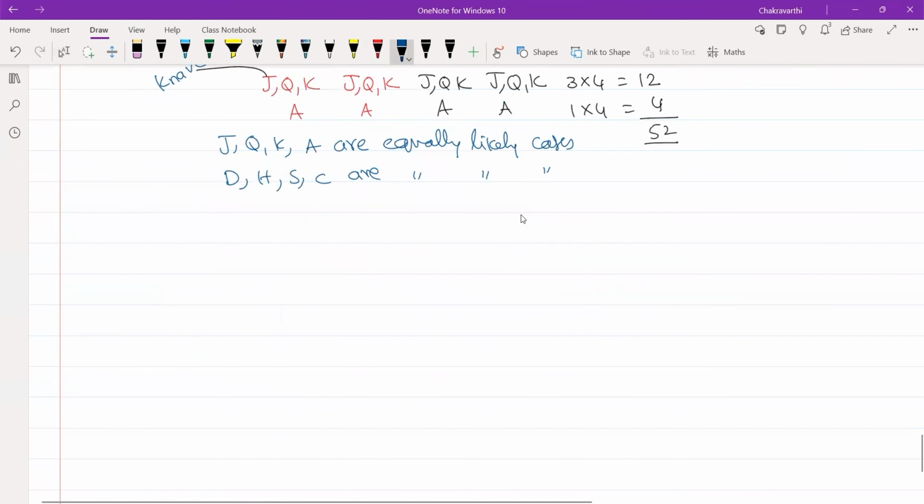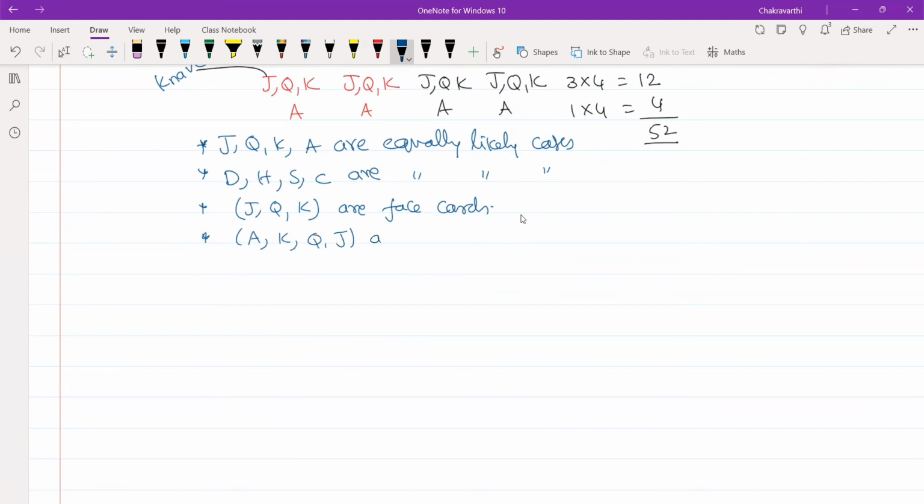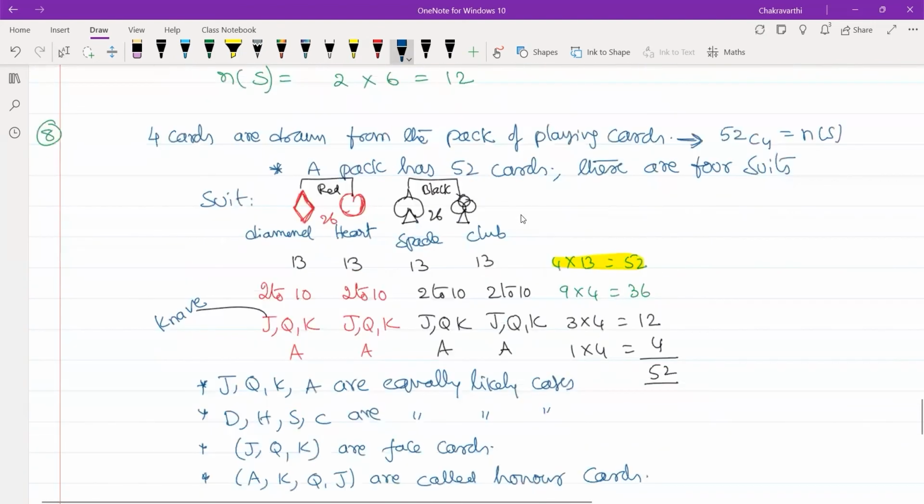Now, here is one more remark. Jack, Queen, King are face cards, picture cards. Generally, technically, we have to say face cards. Ace, King, Queen, Jack are called honor cards. This is the complete description of the pack of cards.